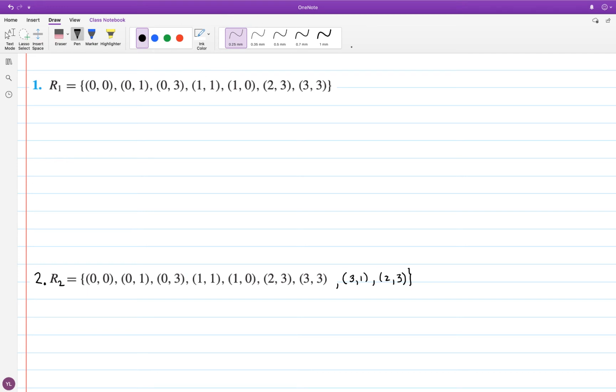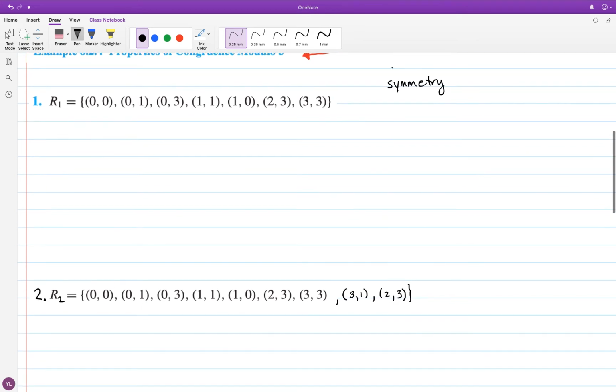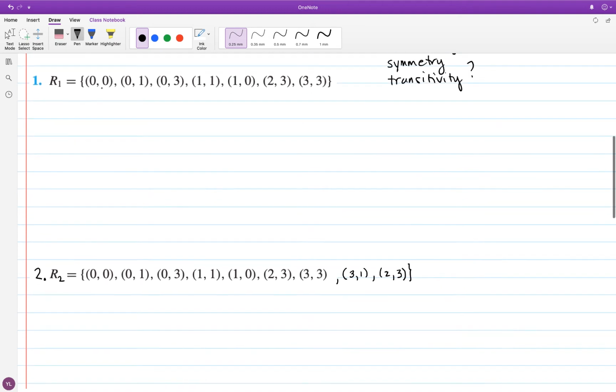Let's look at some examples of relations and decide whether we have symmetry, reflexivity, let me list them in order that the chapter does: reflexivity, symmetry, and/or transitivity. Okay, so take a look at this first relation. Remember, all relations are collections of ordered pairs of elements from some set.